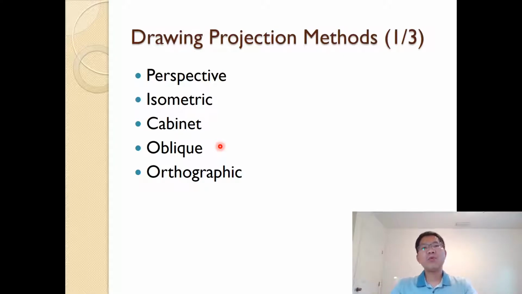And before we know how to visualize that from the drawings to the physical object, we need to know what are the methods available to project an object on the drawings. Basically, there are 5 different methods: perspective, isometric, cabinet, oblique, and orthographic. And I'm going to briefly present those 5 methods in the next few slides.